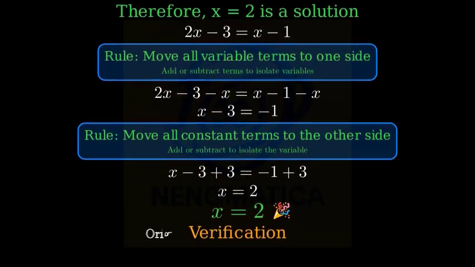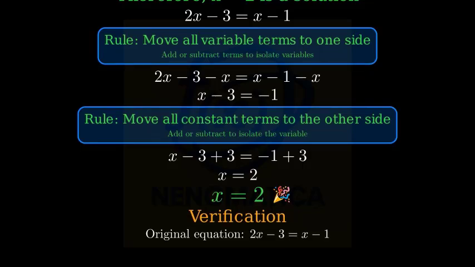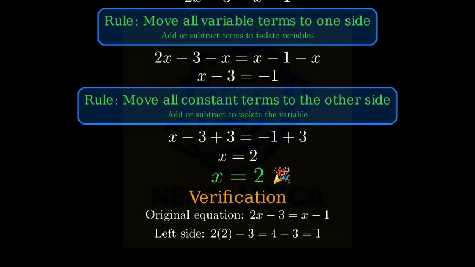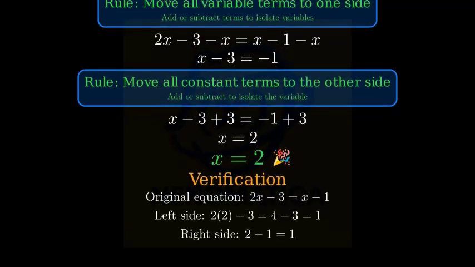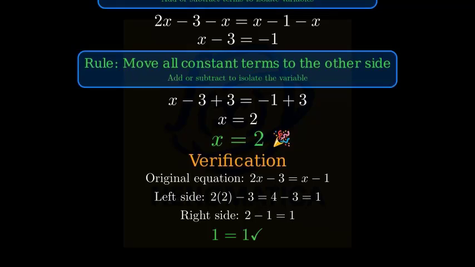Let's verify our solution by substituting x equals 2 back into the original equation. On the left side, we have 2 times 2 minus 3, which equals 4 minus 3, which equals 1. On the right side, we have 2 minus 1, which equals 1. Since both sides equal 1, we confirm that x equals 2 is the correct solution.